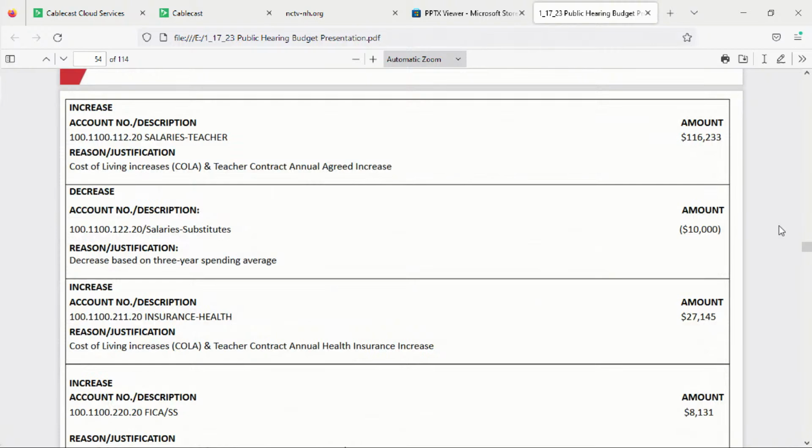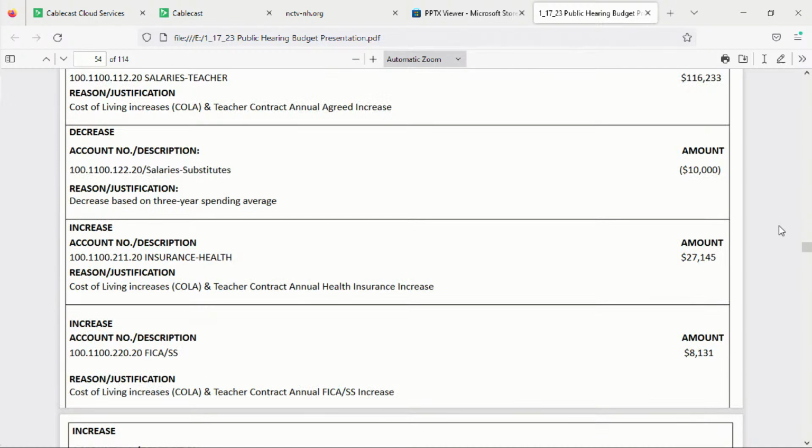$116,233 for cost of living increases in the teacher contract agreement increase. We had a $10,000 decrease in substitutes. Again, like Mr. Clark, we'd love to have some substitutes, but we haven't really been able to have them. And then $27,145 for cost of living increases in insurance for the teachers, and $8,131 for FICA.